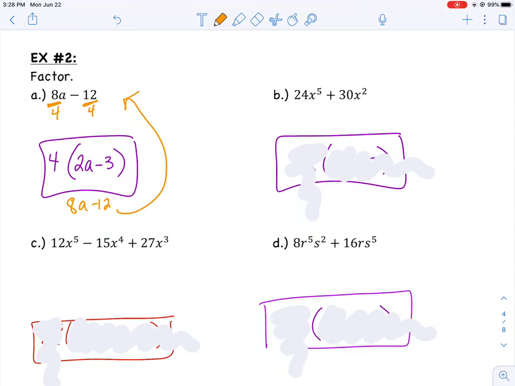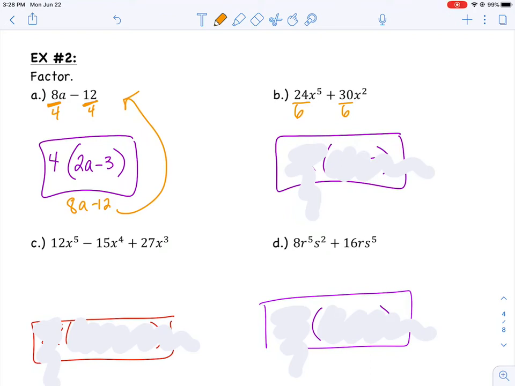Look at b. I have 2 terms. It looks like it's in order, right? The highest exponent to the lowest. Now let's look for a GCF. So what number, highest number, can I divide equally into 24 and 30? You might need to write them out off to the side, and that's okay. Find the biggest number that you can divide into there equally. To me, it looks like maybe a 6, right? So if I take out 6 from each one, I'm going to divide each term by 6. But now look at this one.